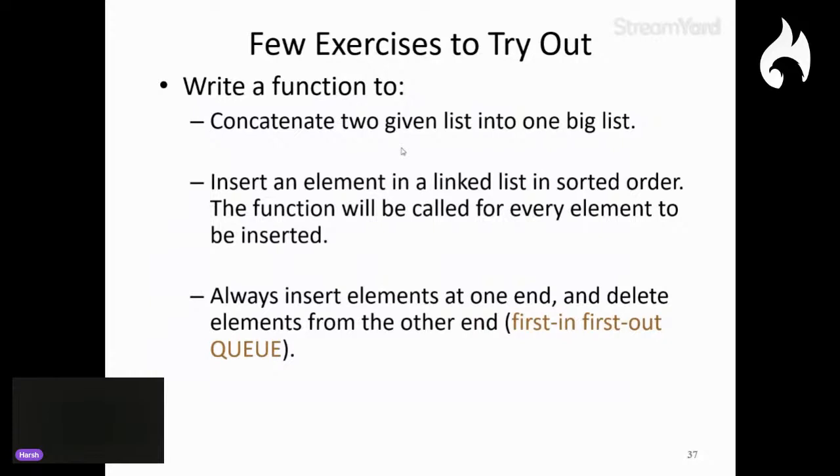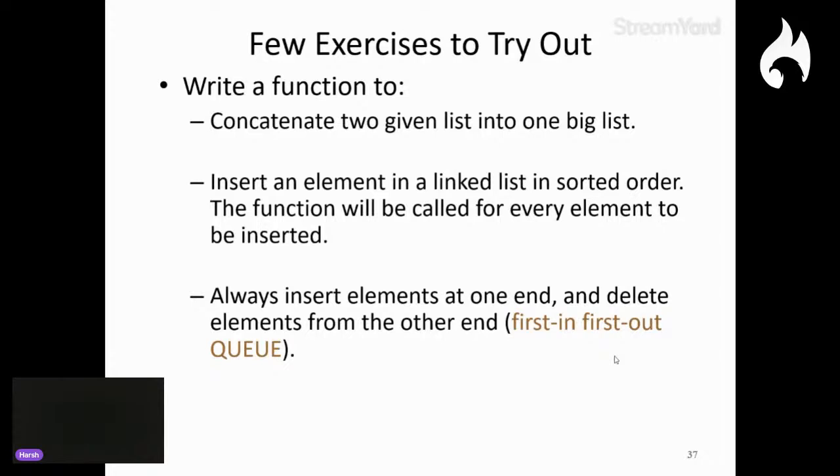What we can do on our own is try adding two lists into one big list, or try inserting an element in a linked list in sorted order. If we have a sorted linked list, we can try inserting an element, or we can insert elements at one end and delete elements from the other end. If we are focusing on the third part, and we have a linked list with a norm from our side: if we are inserting an element, we insert it at the first, and if we are deleting an element, we delete it from the end.